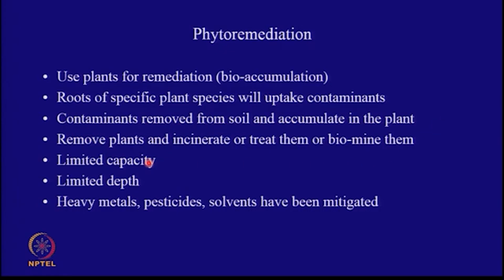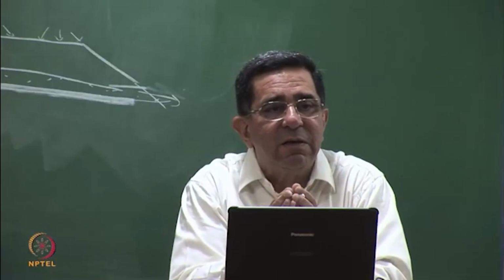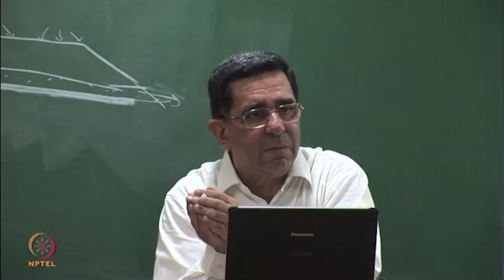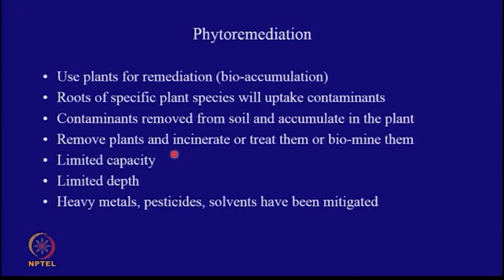In the end, you are supposed to dig up the plants and you may want to incinerate them, and when you incinerate them, you will get ash. The ash will have the contaminant, and that will be very small, and then you can stabilize it and put it in a hazardous waste landfill. So you remove the plants, incinerate them or treat them or biomine them. Some people want to mine the stuff from the plants as well.